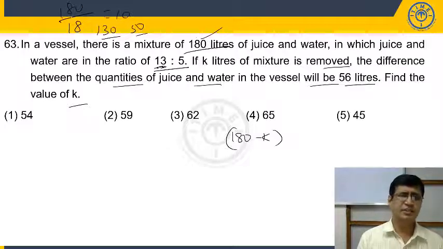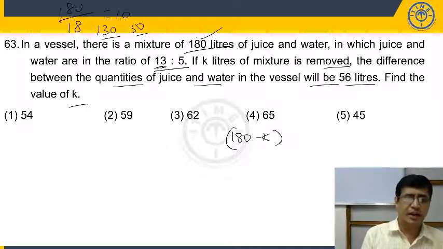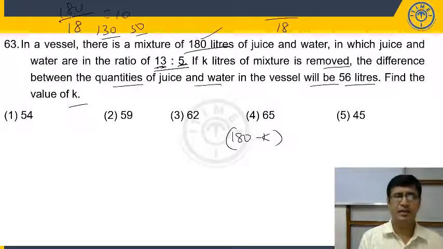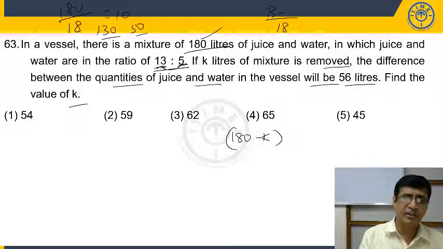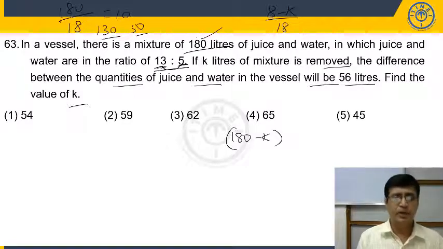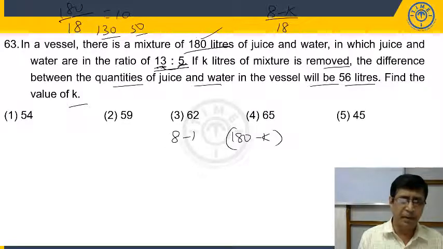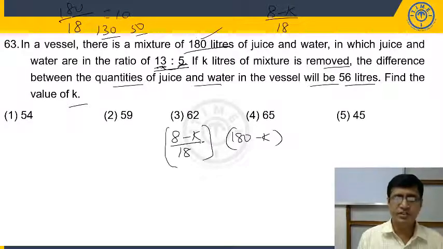Now what is the simple logic here? Simple logic is here 13 parts and 5 parts means the total how many parts? 18 parts. So what is the difference in these two parts? Difference in these two parts is equal to 8 parts. From that 8 parts now he is just removing k. So 8 upon 18 with respect to the total value he is talking about.